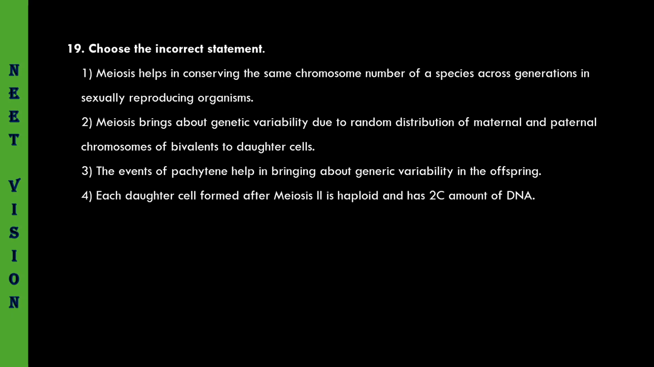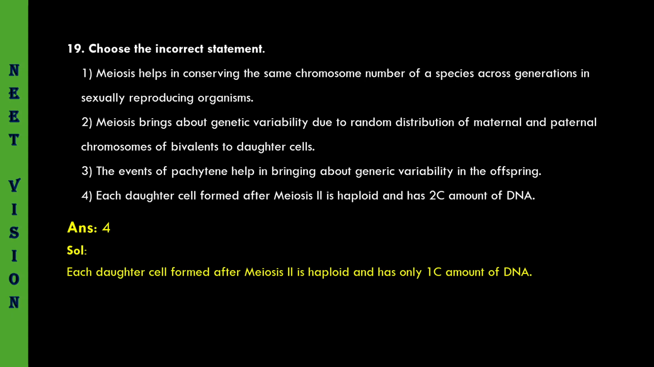Coming to the answer, the fourth one must be the correct one. Coming to the solution: each daughter cell formed after meiosis II is haploid and has only 1C amount of DNA, whereas meiosis I daughter cells will have 2C amount of DNA, though haploid. What is common between these two? Haploid, haploid. What is the difference? Meiosis I daughter nuclei have 2C amount of DNA. Meiosis II daughter nuclei have 1C amount of DNA. That means the amount of DNA is reduced to half after meiosis I as well as meiosis II.